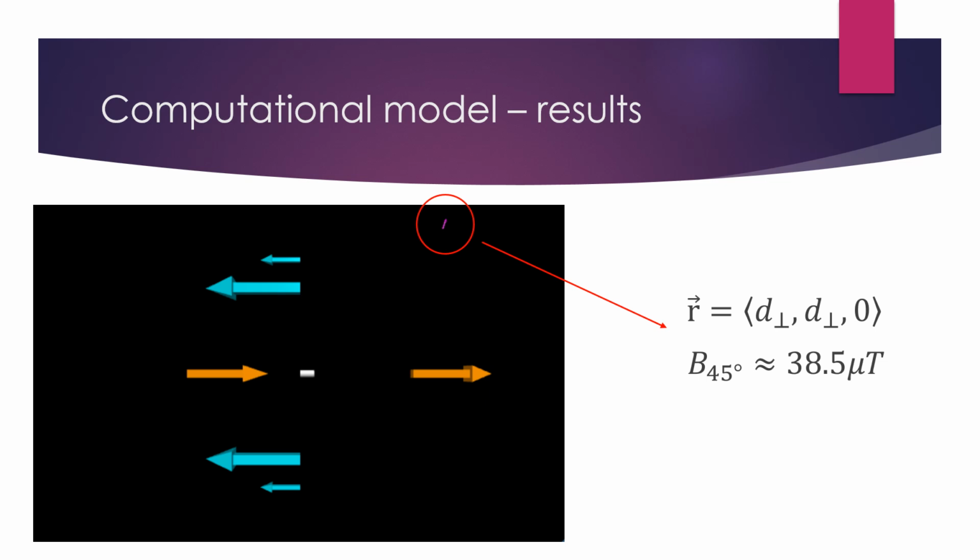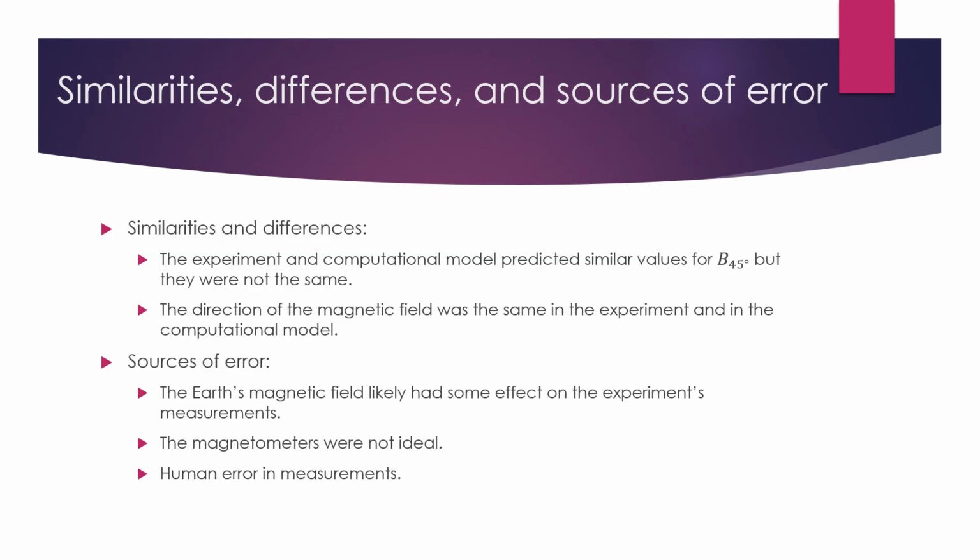The magnitude of the magnetic field at the off-axis position was approximately 38.5 microtesla. Both the experiment and the computational model predicted similar values for the magnetic field off-axis. However, they were not the same number. The direction of the magnetic field was the same in the experiment and in the computational model.